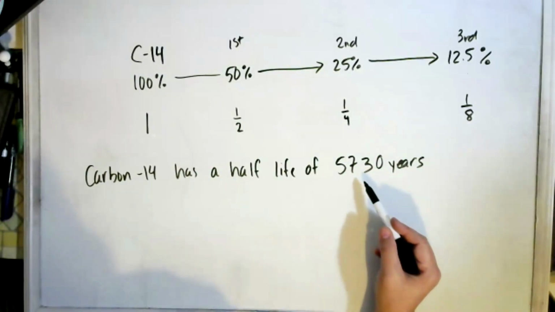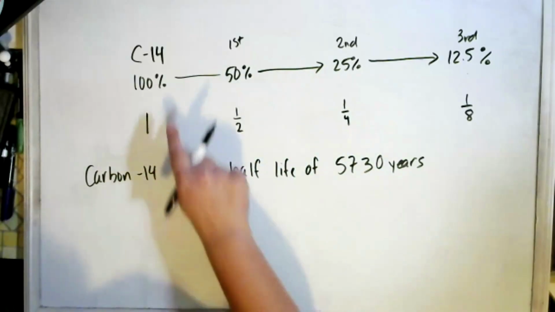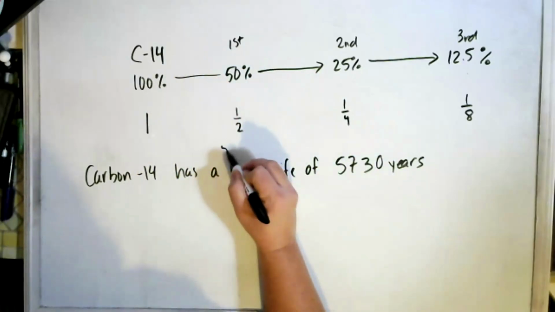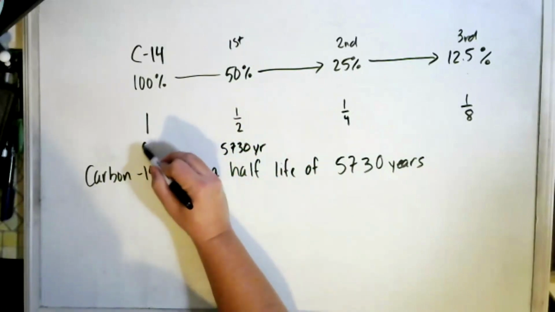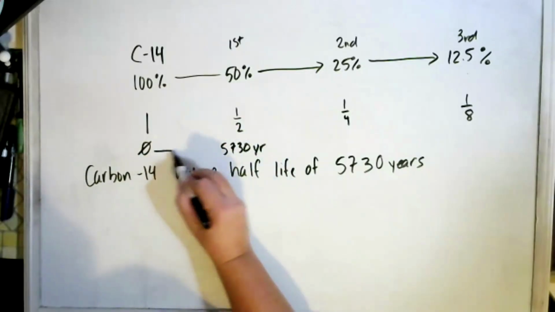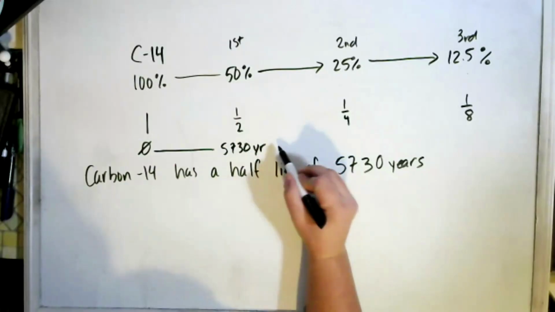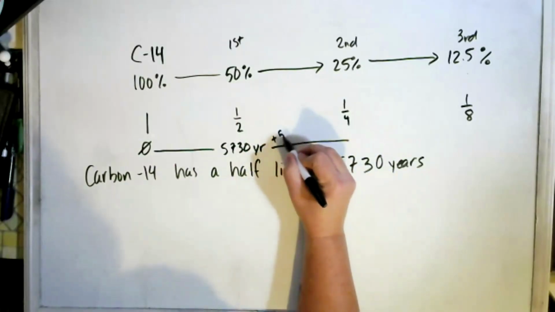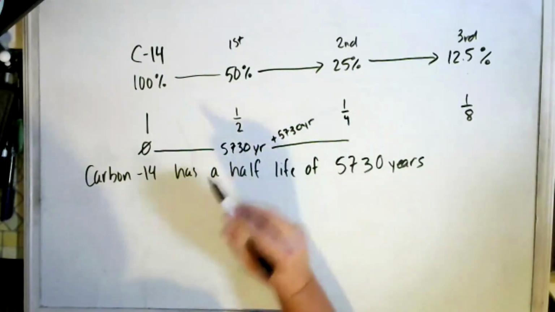Okay. So now, if we know that 3 half-lives have gone by, we can figure out how old this piece of wood that's in the tomb would be. Because after our first half-life goes by, we know that 5,730 years has passed, right? This was the 0 marker. And our first half-life is going to be 5,730 years.